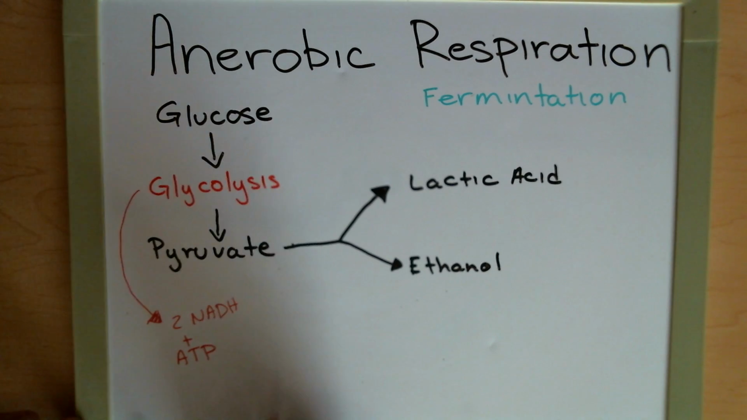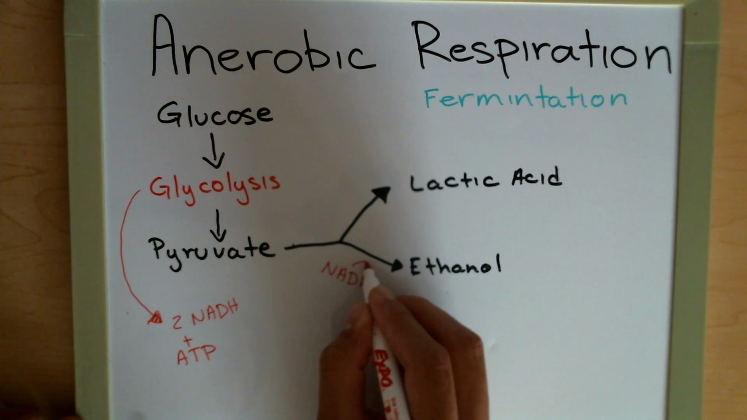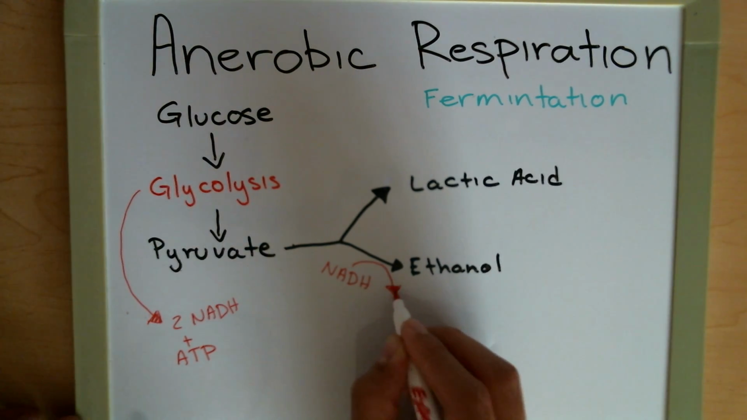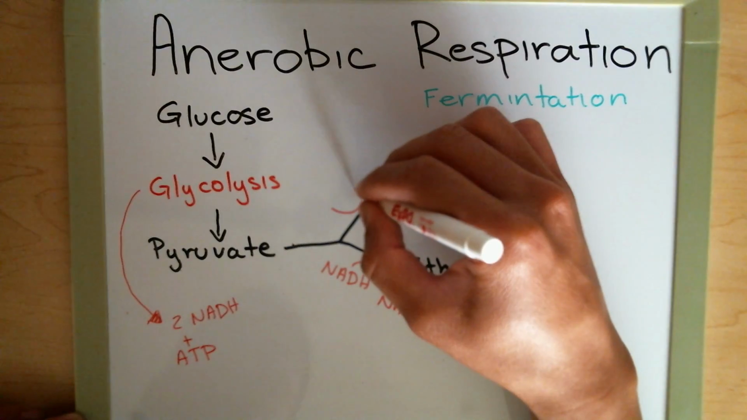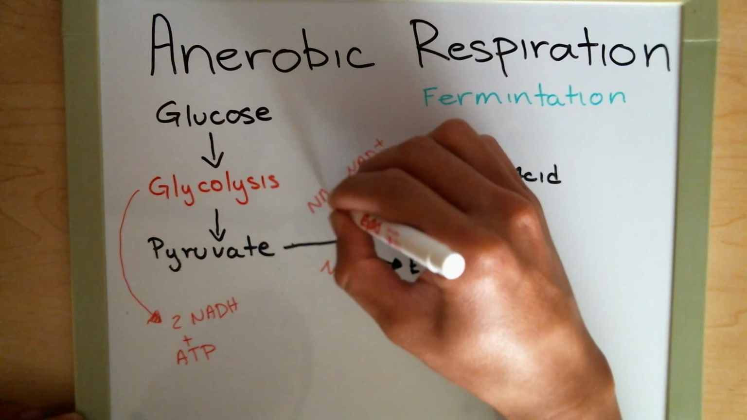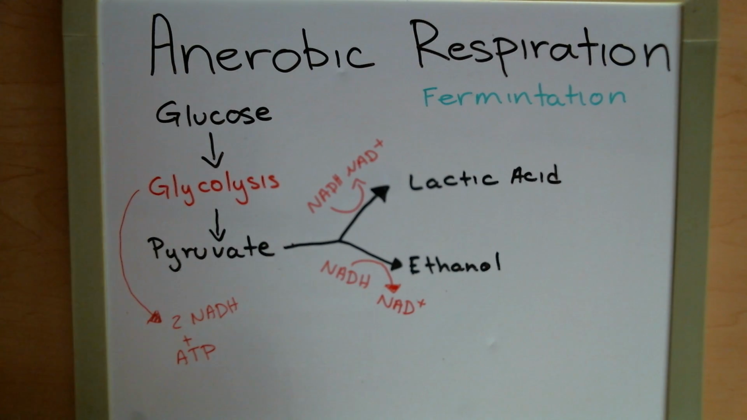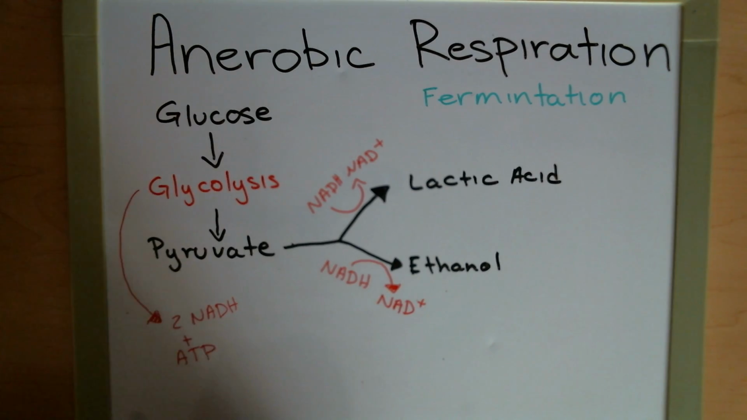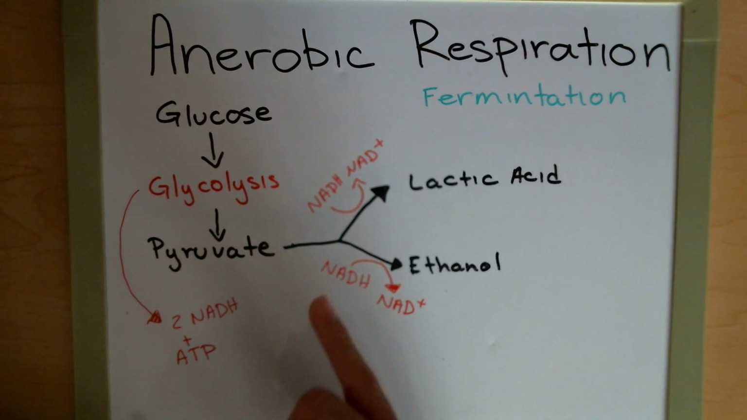Now let's focus on the NADH. In both of these processes, the NADH is converted back to NAD+. But why is this significant? It's significant because NAD+ is a key component to glycolysis. Without NAD+, glycolysis cannot go on. The main product that we want back is NAD+.